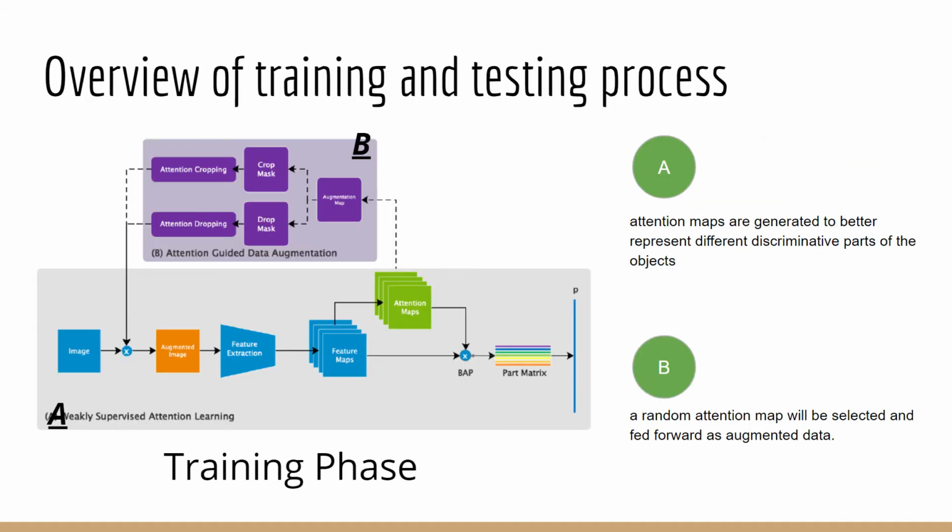The training process includes 2 parts. First is weakly supervised attention learning. For each training image, attention maps will be generated to represent the object's discriminative parts by weakly supervised attention learning. Second is attention-guided data augmentation. One attention map is randomly selected to augment this image, including attention cropping and attention dropping. Finally, the raw and augmented data will be trained as input data.